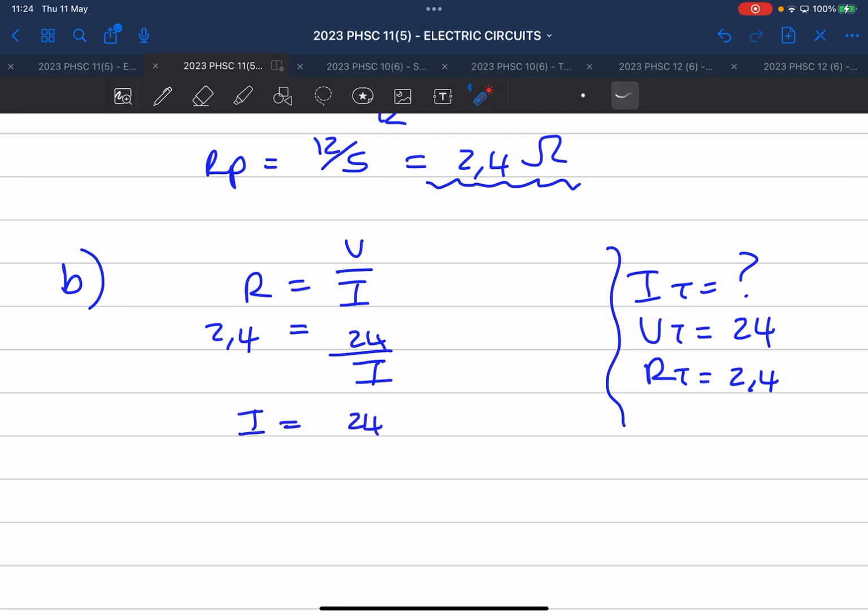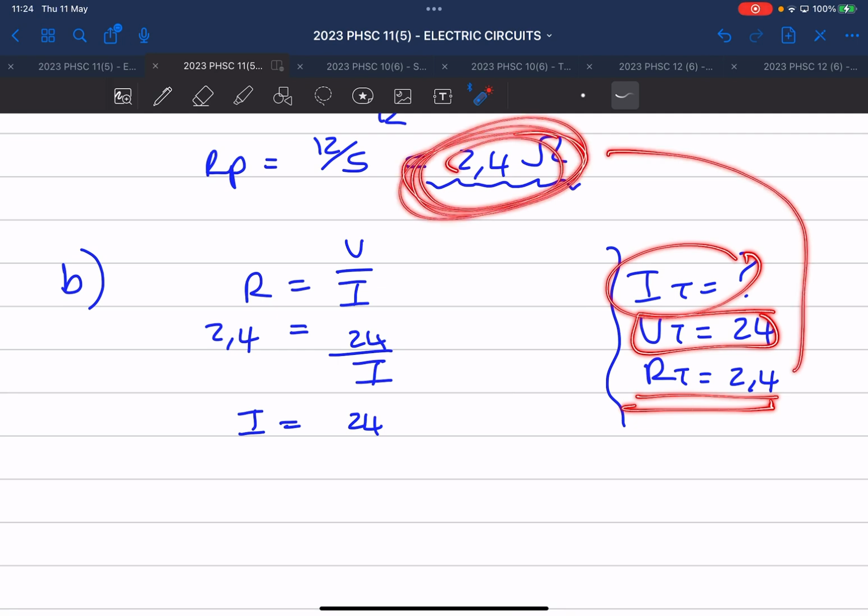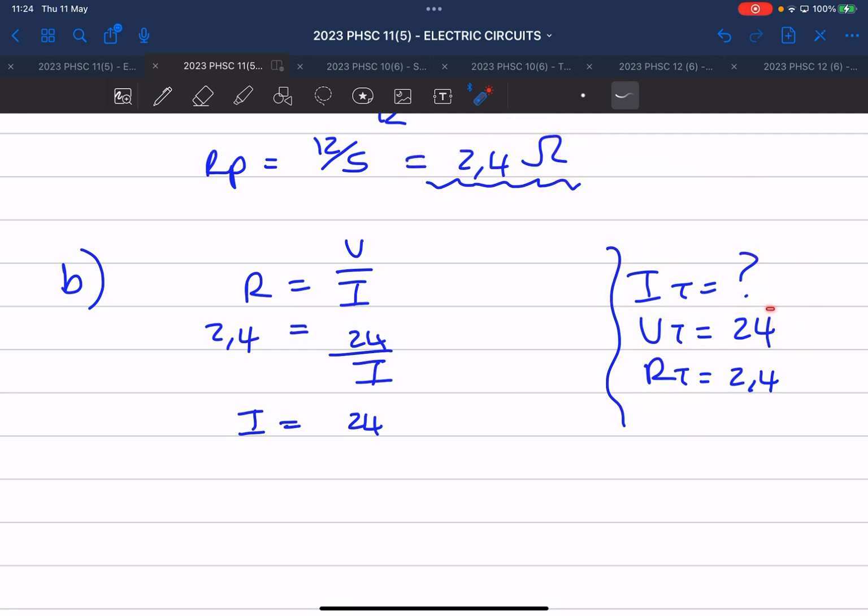Okay, Botemelo. So they want the total current. For that you need the total volts and the total resistance. So the total resistance, we just got it to be 2.4. The total volts is 24. Okay, so you have Ohm's law. Ohm's law in words for a lollipop.